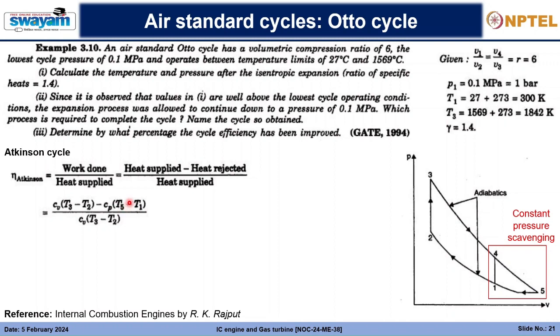If asked, you can directly say that. So in the Atkinson cycle, heat rejection is a constant pressure process. So you see 5 to 1.